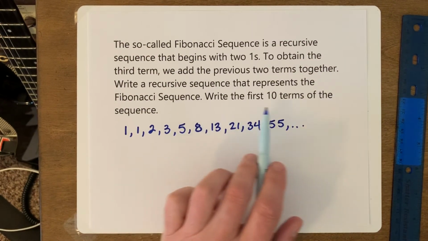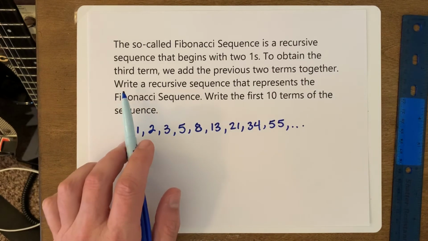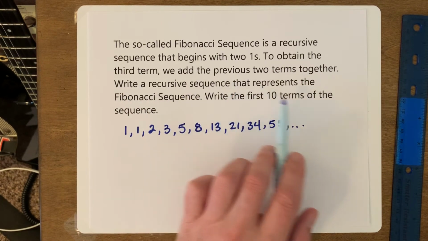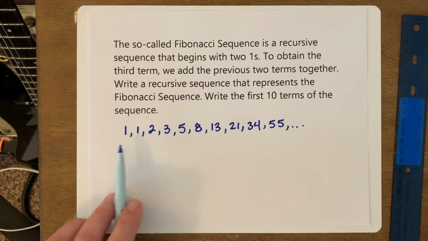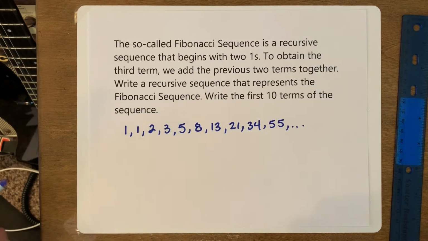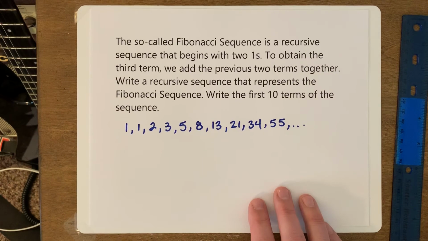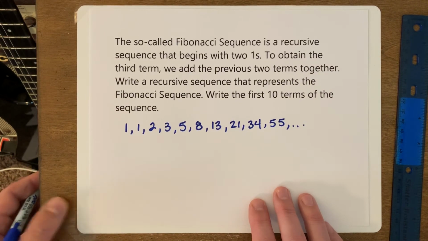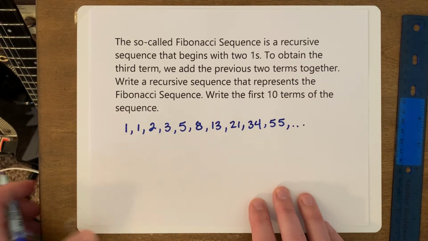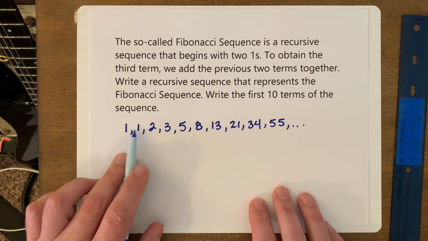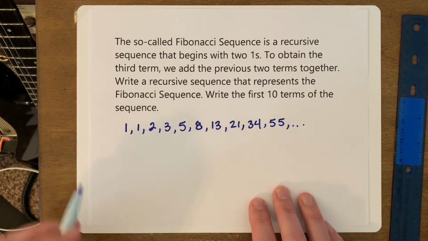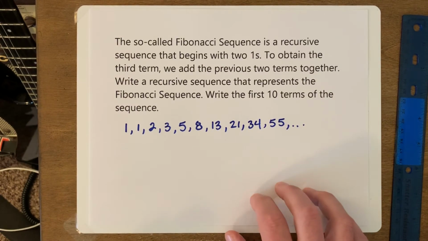So it says to write the first 10 terms of the sequence, and then we're also supposed to write a recursive sequence that represents the Fibonacci sequence. So this time, here's our first 10 terms. That's already done. To get those first 10 terms, though, we call this an order 2 recursive sequence because it starts with 2 different terms, and both of those are required to get the next one. So that's called an order 2, or second order recursive sequence.